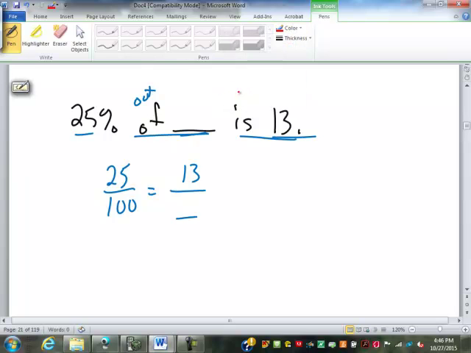Then what? Cross multiply. 100 times 13 is 1,300, and divide by 25 is 52. So 25% of 52 is 13.